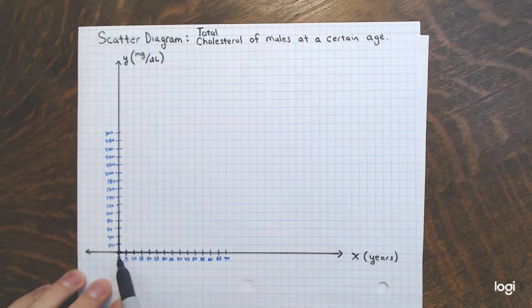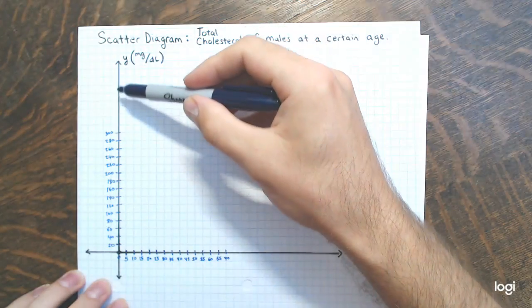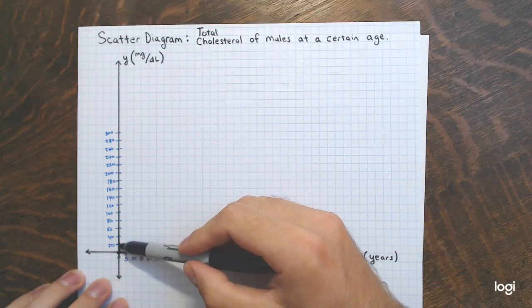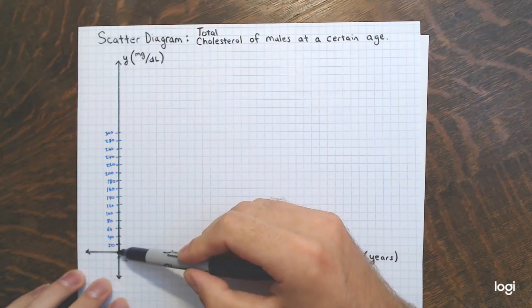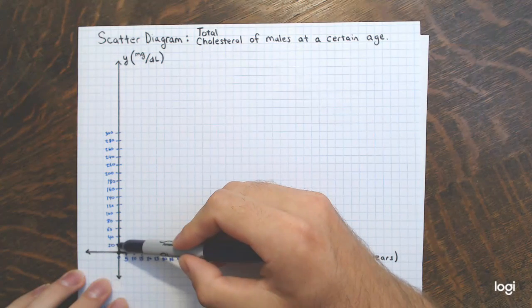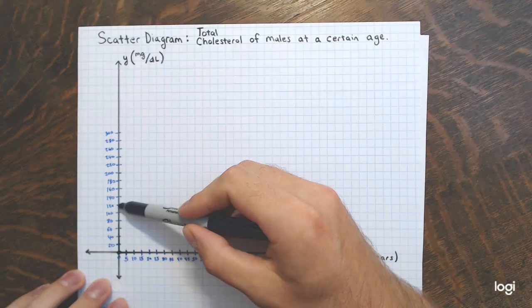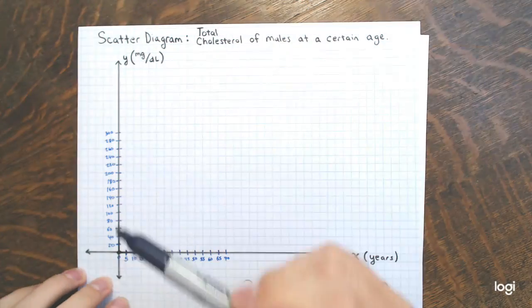Notice how every square on the horizontal axis represents a distance of 5 years. So you have 5 years, 10 years, 15, 20, 25, 30, etc. And I'm also consistent on my y-axis, my vertical axis. Every single notch, every square represents a difference of 20 milligrams per deciliter. So there's 20 milligrams per deciliter, 40, 60, 80, 100, 120, 140, etc.